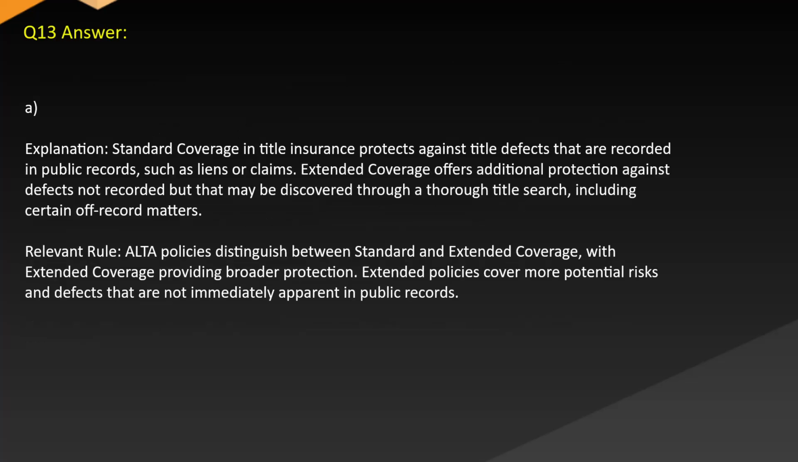Answer A. Explanation. Standard coverage in title insurance protects against title defects that are recorded in public records, such as liens or claims. Extended coverage offers additional protection against defects not recorded but that may be discovered through a thorough title search, including certain off-record matters.